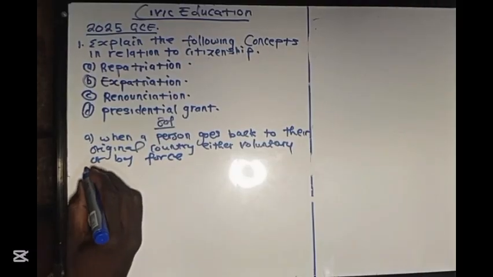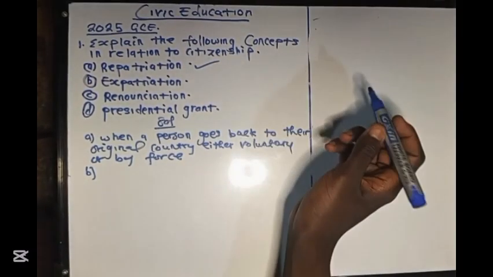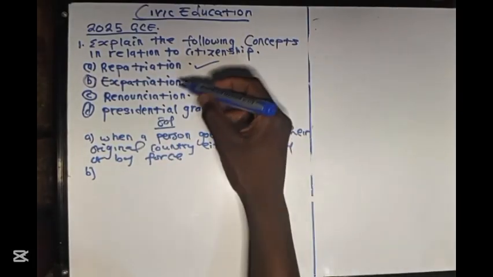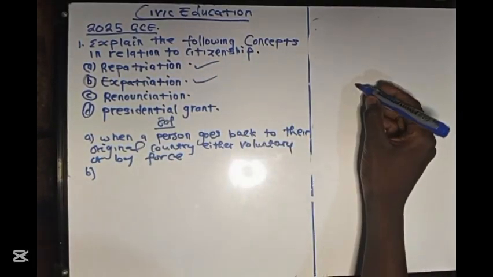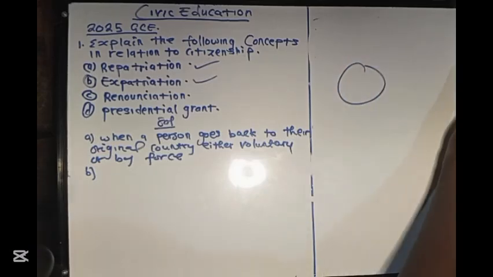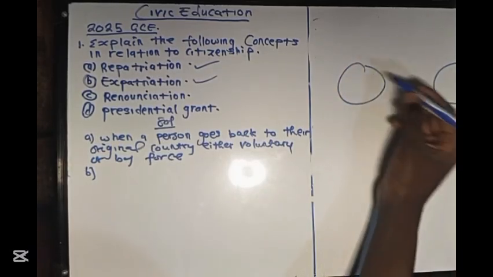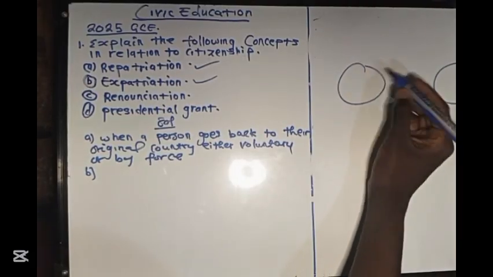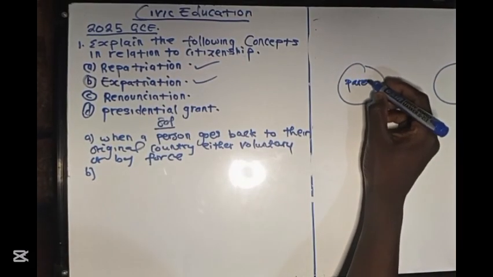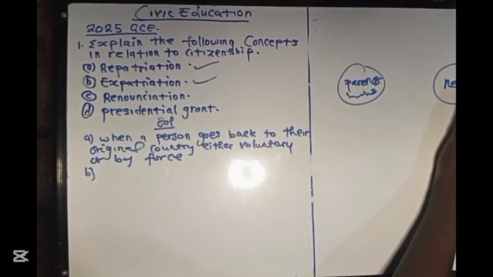And now we come to B. So A, we have tackled it. It was repatriation. You have gone back to your country of origin. Then we come to expatriation. We are going to use an example of this young boy. This young boy stays at the parents' house. So this is the parents' house. Then this is the neighbor.